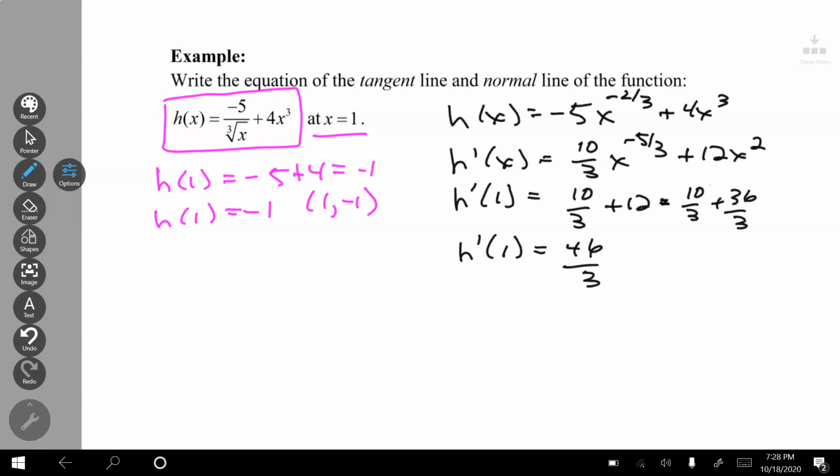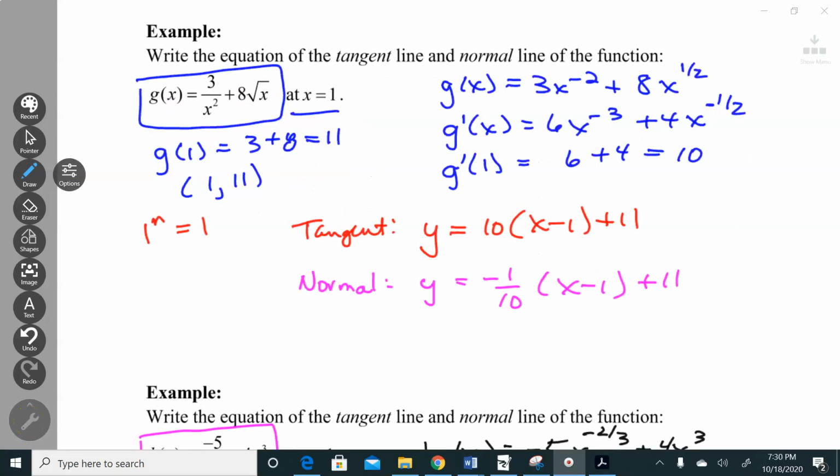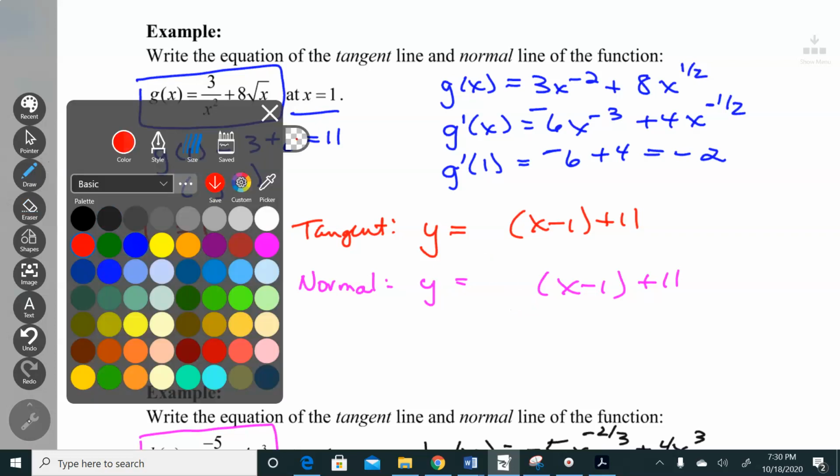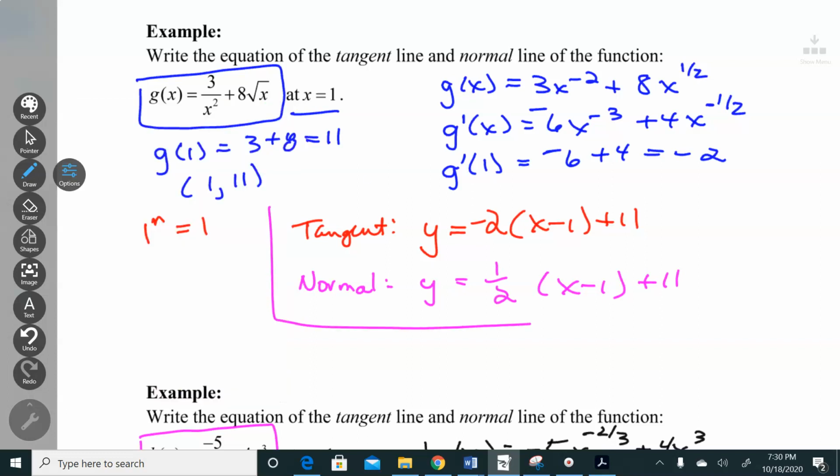H prime of 1 I get as 46 over 3. Okay, time to fix my mistakes. 3 times negative 2 is negative 6, not 6. So this is negative 6 plus 4, so this is equal to negative 2. These are wrong. So my slope is negative 2 for my tangent line, and for my normal line it's going to be 1/2. Those are fixed.